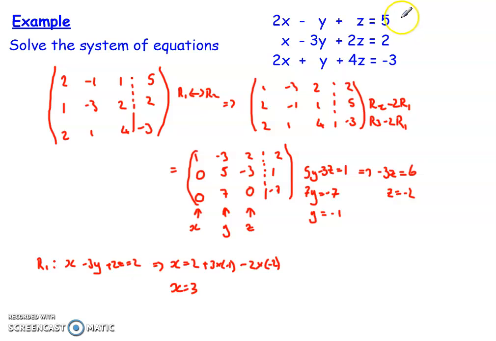So the solution that fits all 3 of these equations in my system of equations occurs when x is 3, y is negative 1, and z is negative 2. So putting it in this augmented matrix form allowed me to solve it.